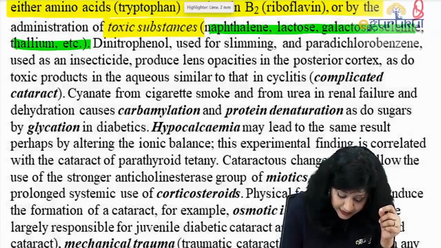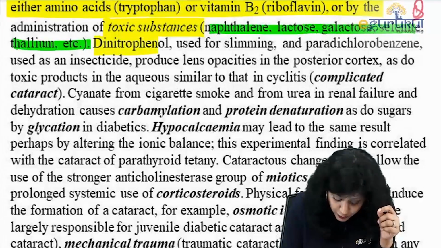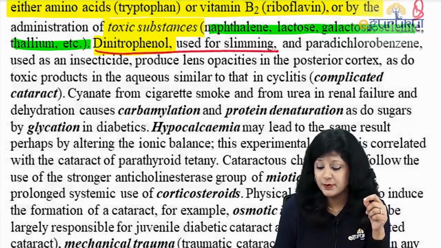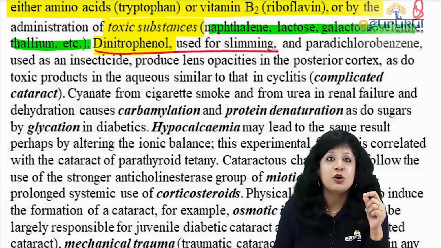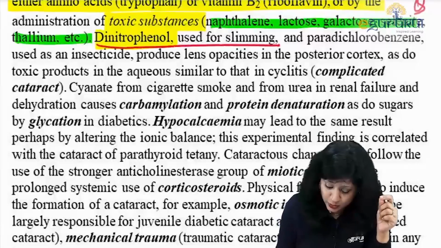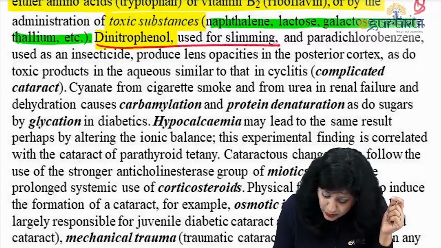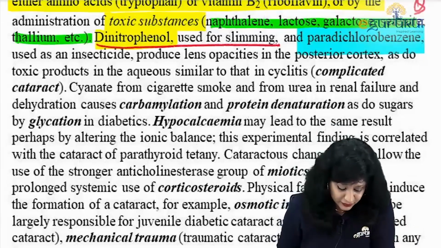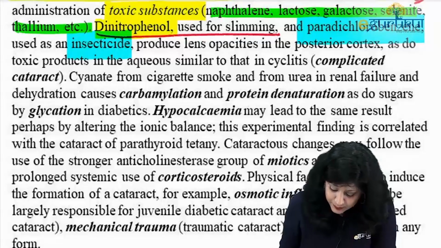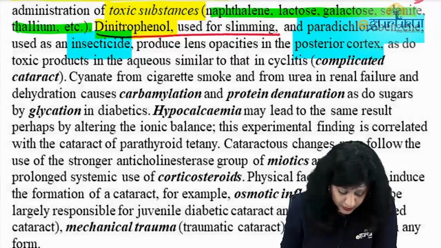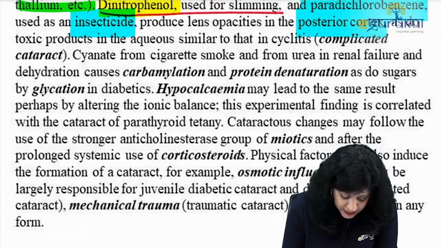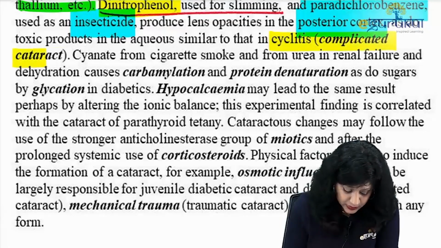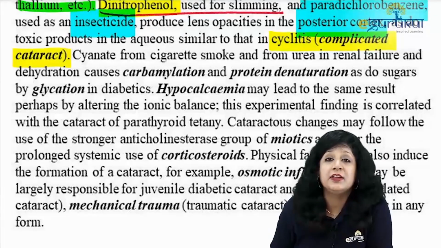Then a very important thing: that is dinitrophenol. Now dinitrophenol is recently being used for slimming, so these people also have more and more chances of cataract. Then you have paradichlorobenzene. So all these things which you are using artificially have actually increased the incidence of cataract. This is used as an insecticide, and produces lens opacity in the posterior cortex. Then we have similar toxic products in the aqueous, as in cyclitis. So these are leading to the complicated cataract.